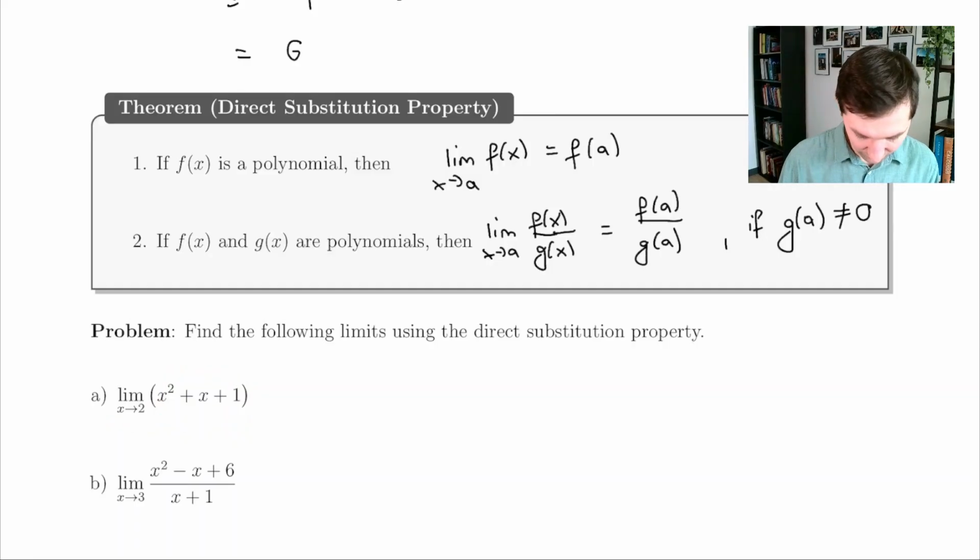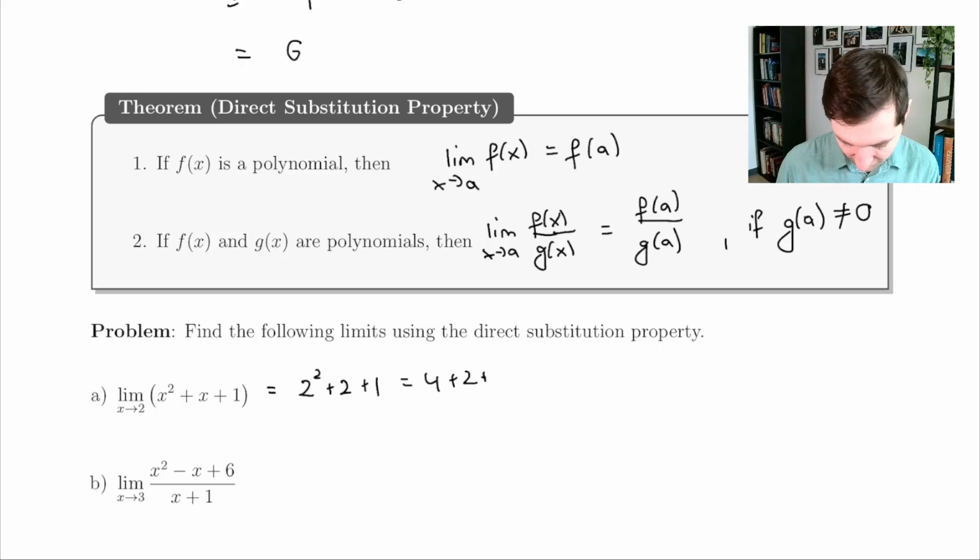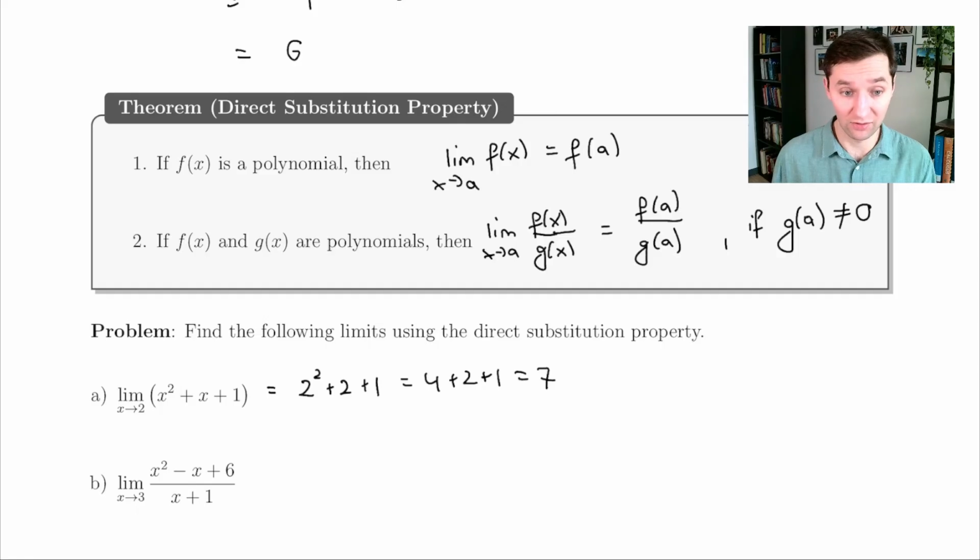expression. When I do that, I will get 2 squared plus 2 plus 1. That gives me 4 plus 2 plus 1, that is 7. So the limit of this polynomial as x approaches 2 is 7.